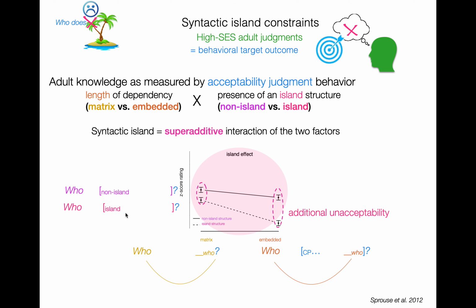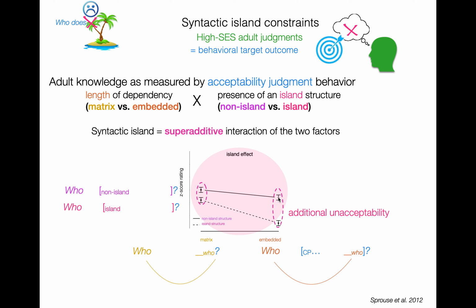with the dashed line, the island structure utterances. And the way to read this is that if you look at, for example, a matrix dependency with a non-island structure, it's acceptable. Fine, that's your baseline. And if you turn that from a non-island structure to an island structure, acceptability drops. There's a loss, some unacceptability about that much that occurs just by making an island structure in the utterance anywhere. Now you can also start with your matrix and non-island structure and then make it an embedded dependency, but still a non-island structure. And again, you see a little drop in acceptability, going from here to here, right?